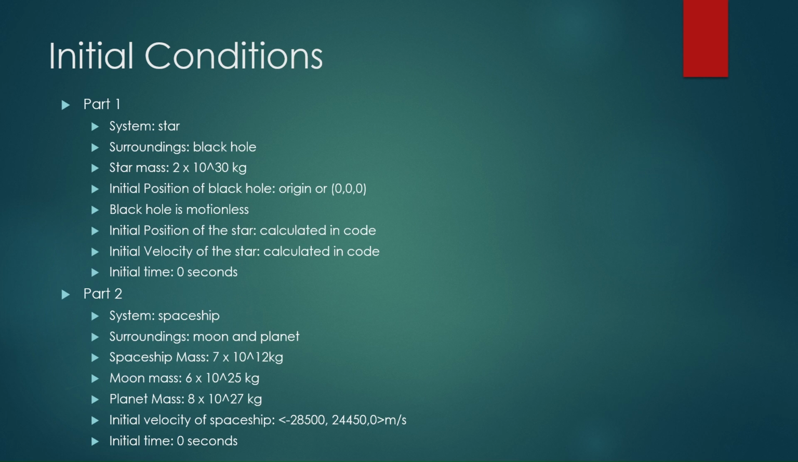Here are the initial conditions for part 1. The system was the star and the surroundings was a black hole. For part 2, the system was a spaceship and the surroundings were the moon and the planet. And you can see the rest of the initial conditions here on this slide.